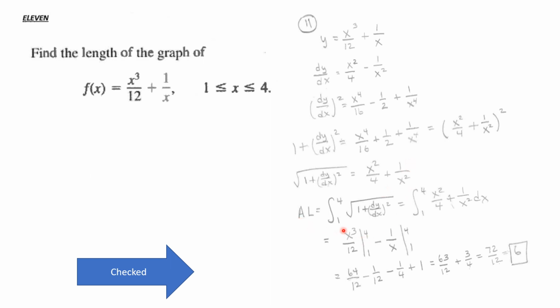So the arc length then is the integral from 1 to 4 of this one. That should be dx. You substitute the value in, you perform the integral, and you get an answer of 6. So that's what you should have done to get full credit on this problem.